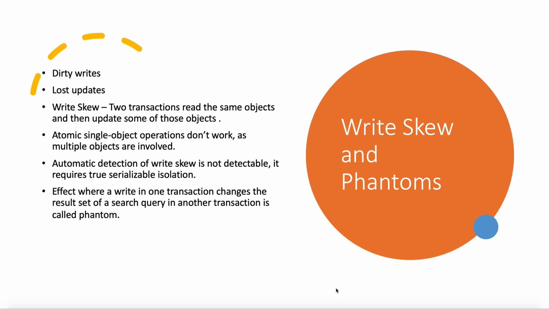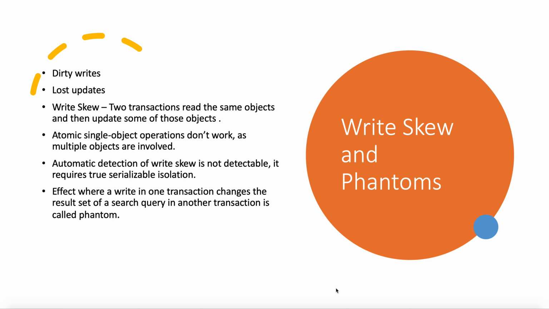There are various ways of preventing lost updates, as we saw in the previous slide. But the ways to prevent write skew are more restricted, because an atomic single-object operation won't work as multiple objects are involved in a write skew.